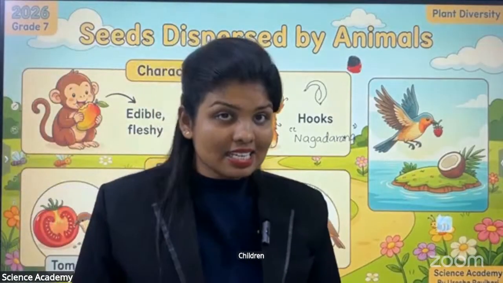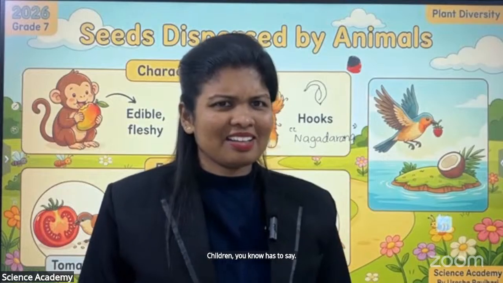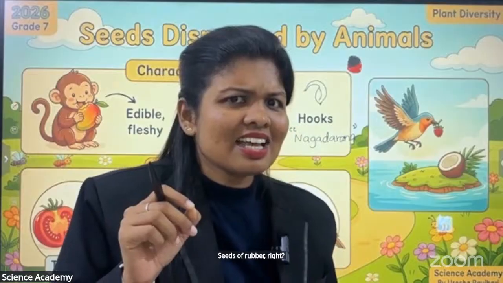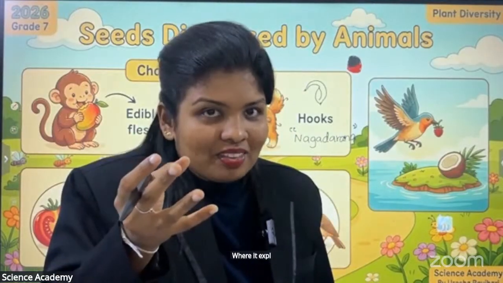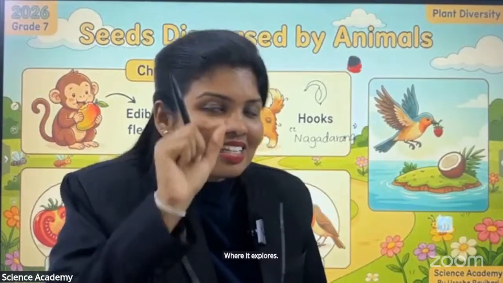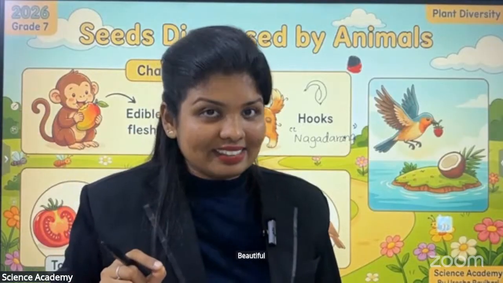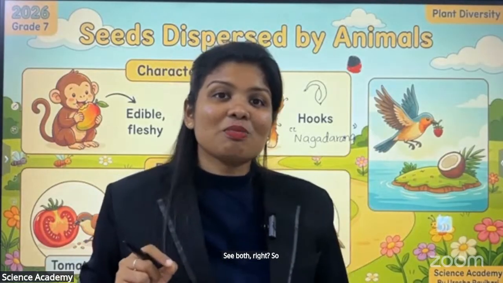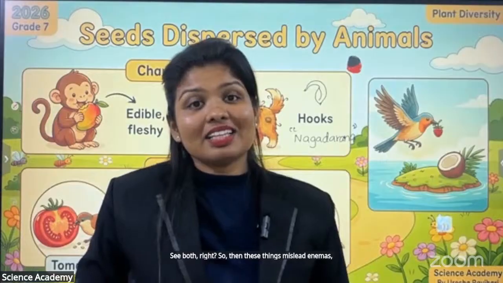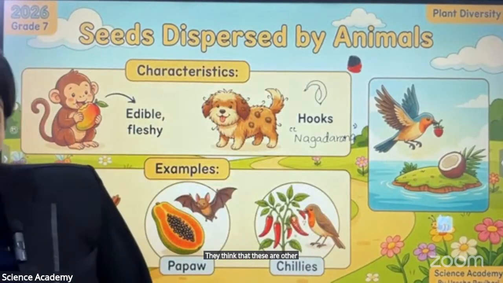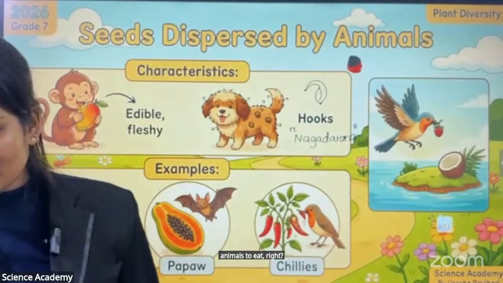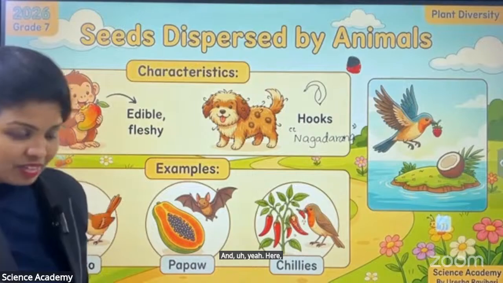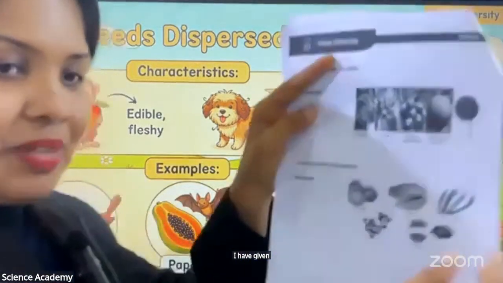Children, you know castor seeds. Castor seeds, when they explode, have you seen there is a beautiful color pattern on the outside of the seed coat, right? So these things mislead animals. They think that these are other animals to eat, right?